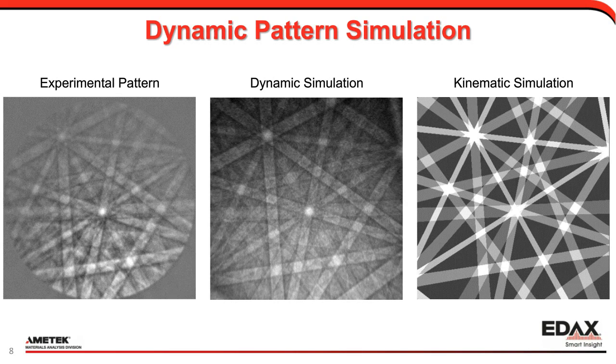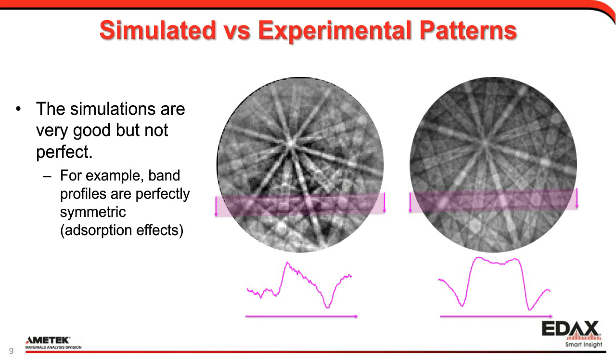The simulations are good, but they're not perfect. For example, if you did a band profile across that experimental pattern versus one for a kinematic simulation, you can see that the band profiles are a little bit different. We know what causes this, and some of this can be corrected, but once again, the more you correct and the more functions you put into the model, of course, the more the computation takes a hit and takes longer to do. So depending on what we're doing, we may do a full model, whereas others will take some assumptions to speed things up to meet the needs of whatever application we're looking at.